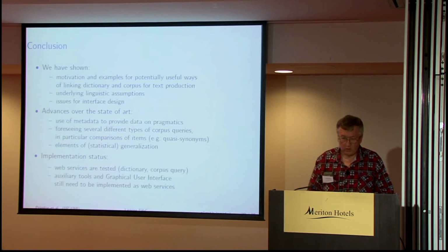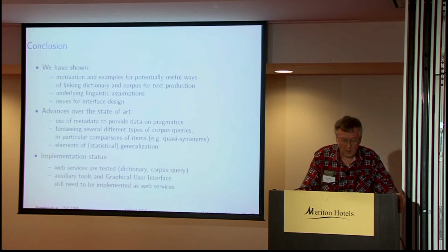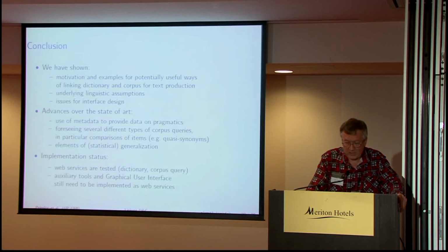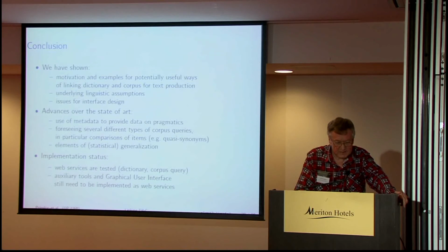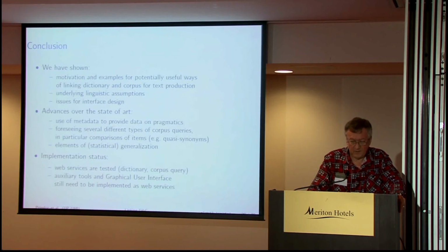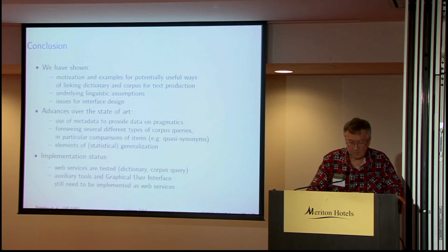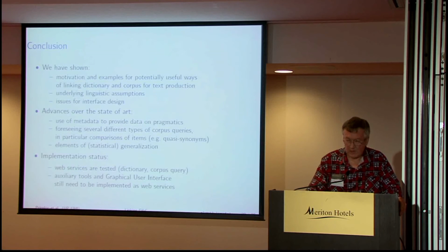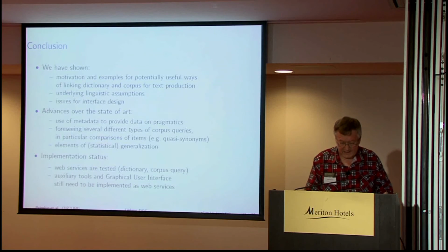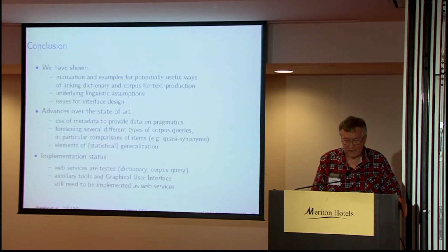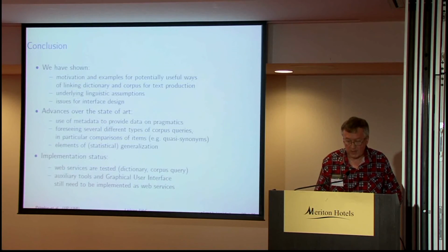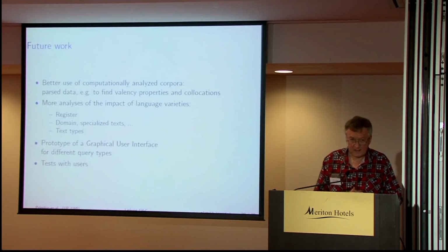Okay, and then our conclusion. We have shown motivation and examples for potentially useful ways of linking dictionary and corpus for text production, underlying linguistic assumptions, issues for interface design, advances over the state of the art, use of metadata to provide data on pragmatics, foreseeing several different types of corpus queries, in particular comparisons of items, and elements of statistical generalization. Implementation status: web services are tested; dictionary, corpus query, auxiliary tools, and graphical user interface still need to be implemented as web services. And finally, some future work.